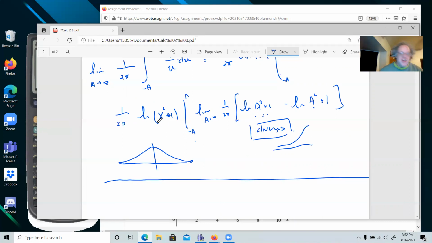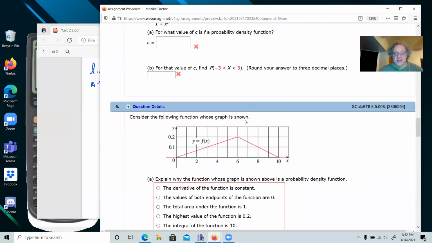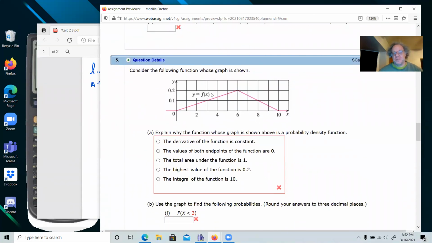Let's see here. Number 5. Number 5 is going to be a bit of a pain. It's a nice distribution, right? Again, this one looks real tame, but it's going to be a bit tedious trying to do this with calculus. Okay, so there we are with that.